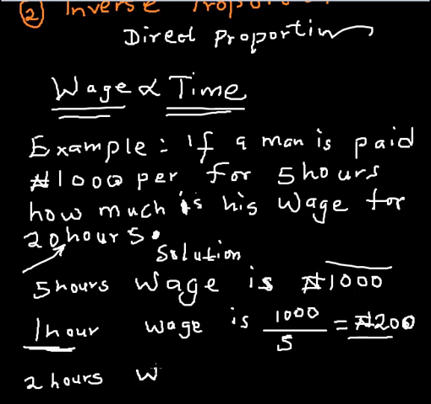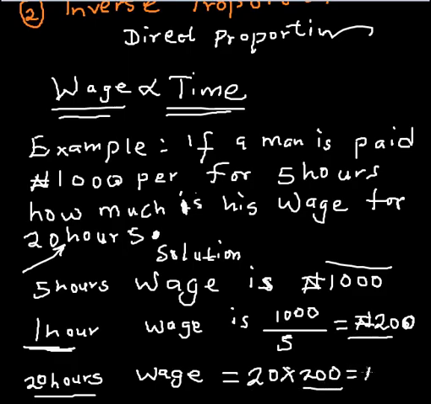20 hours wage is going to be equal to 1 multiplied by the wage for 1 hour. Please pardon me, 20 hours wage will be 20 multiplied by the wage he collects for 1 hour. The wage you collect for 1 hour, 20 times 200, will definitely be 4,000. So for 20 hours, this man is collecting 4,000.